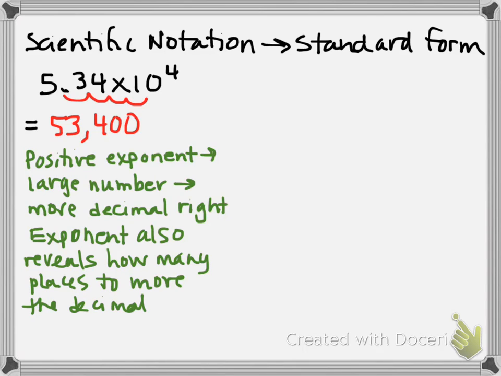So let's see if it works the reverse direction. Oops, let me change that color. So we have 3.27 times 10 to the negative 3rd. Now, who thinks they know what that answer would be written as a normal number? Juliana? You move the decimal to the left 3 times. And that would give me what? 0.000327.